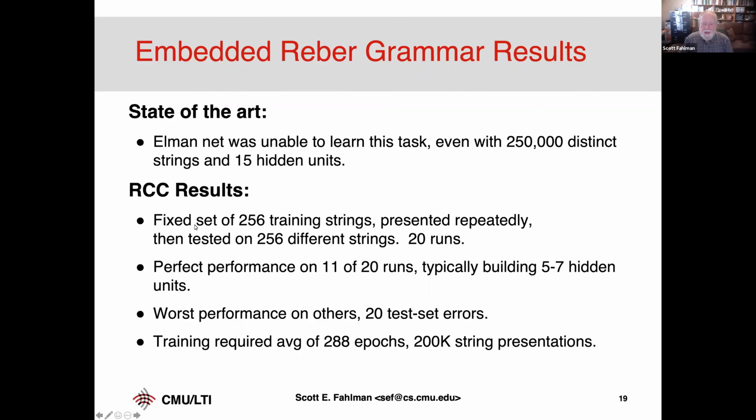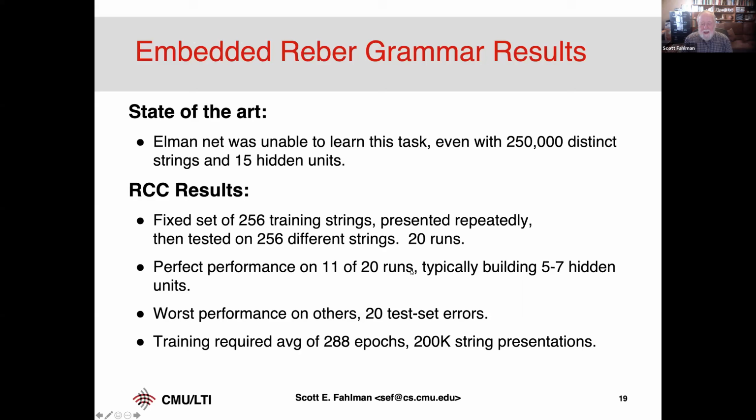With recurrent cascade correlation, we gave it a fixed set of 256 training strings presented repeatedly. Tested on 256 different strings, we ran it 20 times. Each run was overnight. Okay, you have no idea how much slower computers were then. And they had to be watched because they would crash in the middle of the night. You'd lose a day.